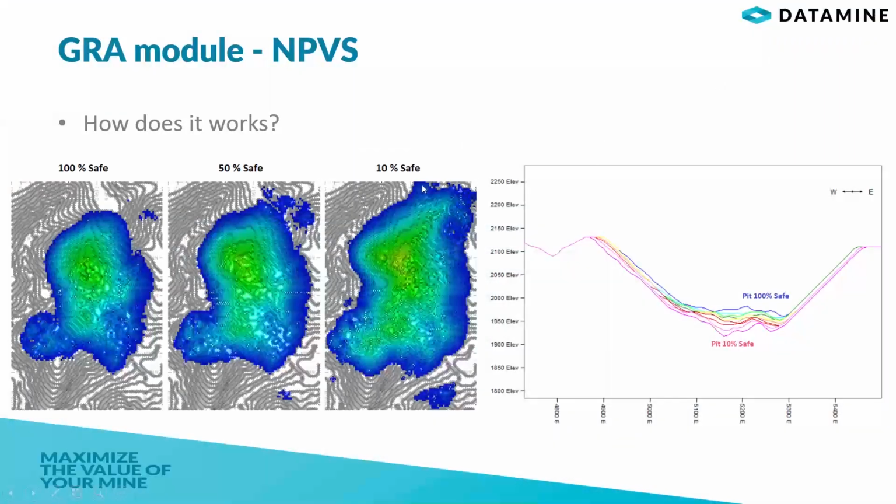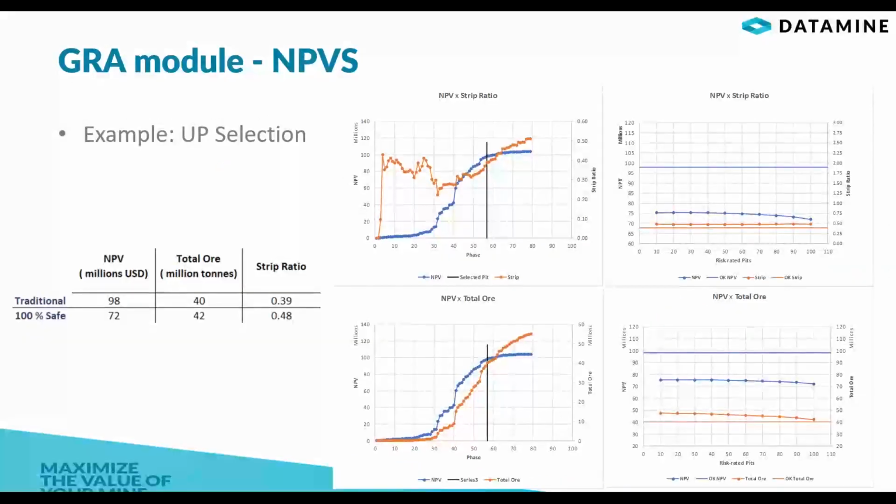There is some, basically a pit with 100%, 50% safe, 10% safe. That's a section here just to show how it can oscillate. I have here basically two approaches for selecting the ultimate pit in these first two charts. Basically, this is a way I usually consider to define the ultimate pit.